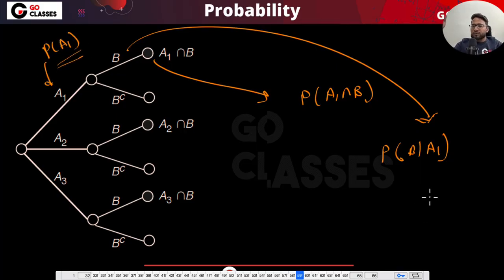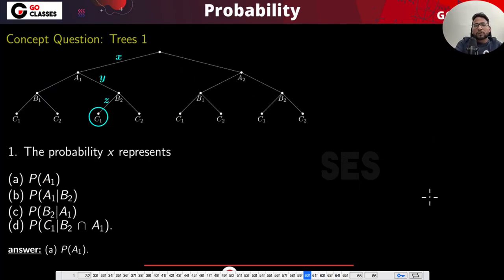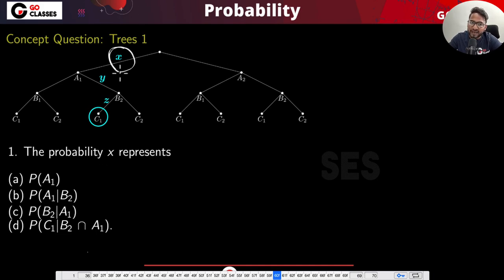So let's do a couple of questions just to understand this tree diagram. Let me call them concept questions. Cool. Now let's see what this particular question is asking. They are saying, what does the probability X represent? So in this tree diagram, what do you think this X is representing? Just let me know the answer.